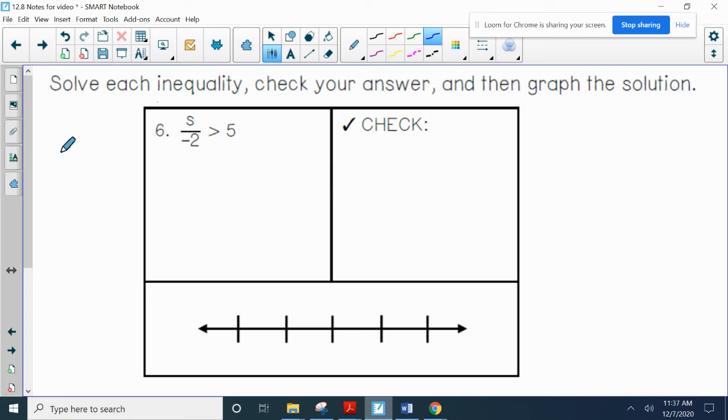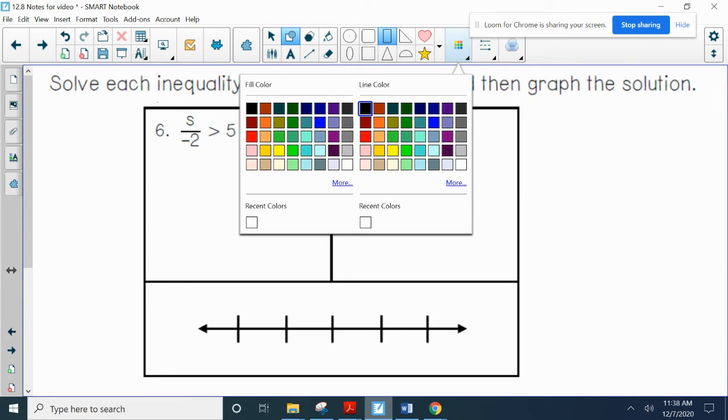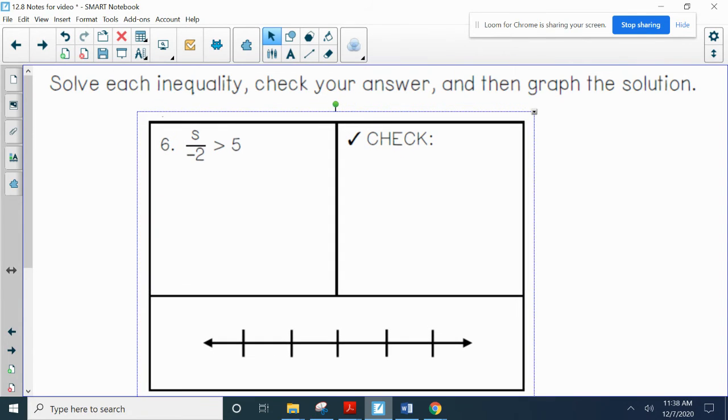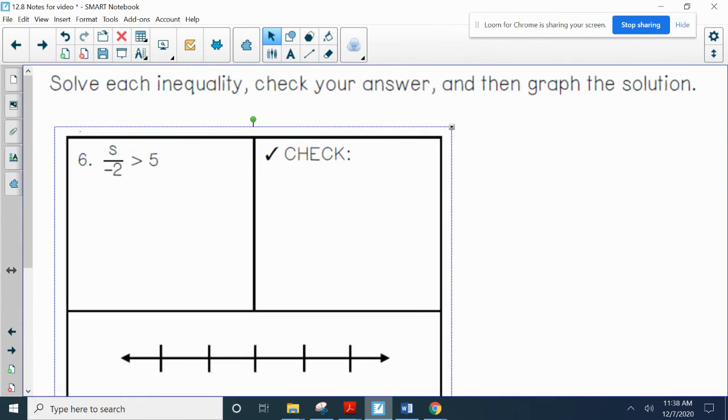All right, so by now you should have already worked through it, paused it, and now I'm going to go through it so you can check it yourself. All right? So on 6, we have S is being divided by negative 2. We know to get rid of division, we need to multiply. I know, I'm probably sidetracking you. I was going to blur out the 6. I'll just rewrite it.